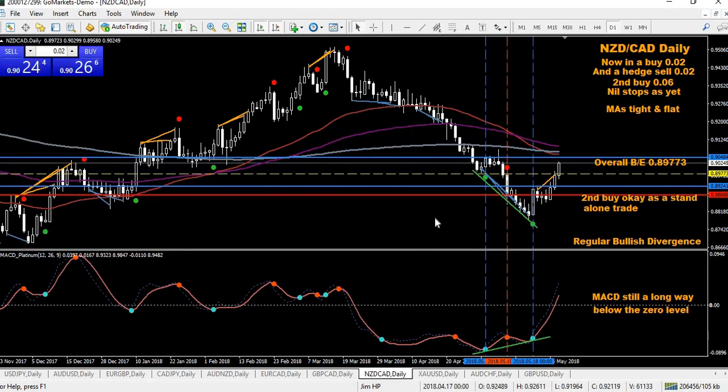New Zealand, Canada. Here's one that's actually worked. Woohoo! Buy, sell, buy. You can see the position sizes. The second buy is a bigger position size. The yellow line, overall break even, it's banged through that nicely. Now we've got the MACD through the zero level.